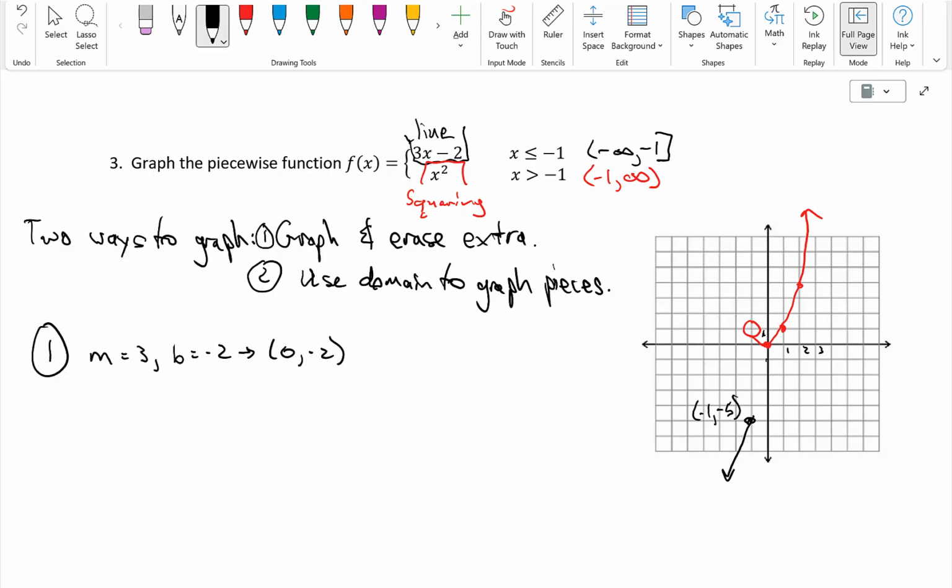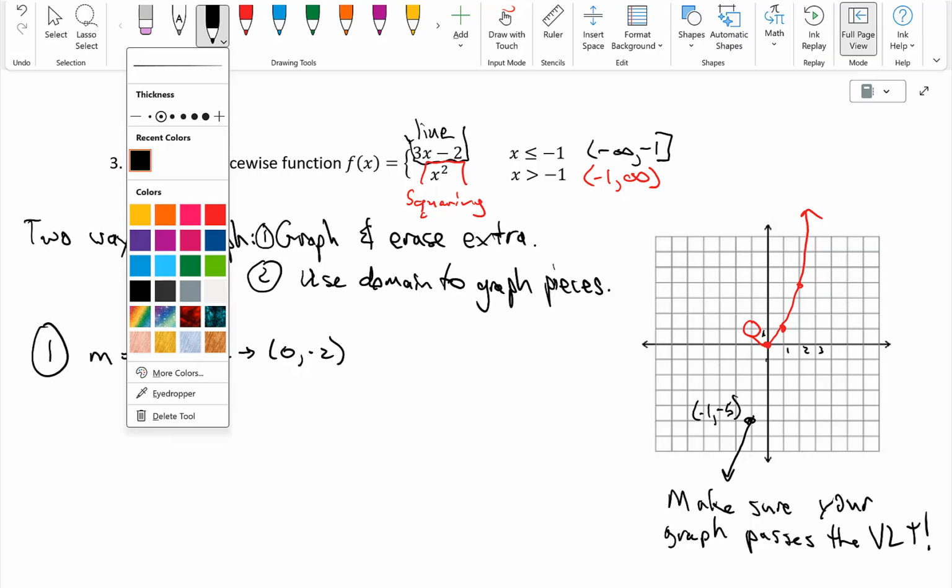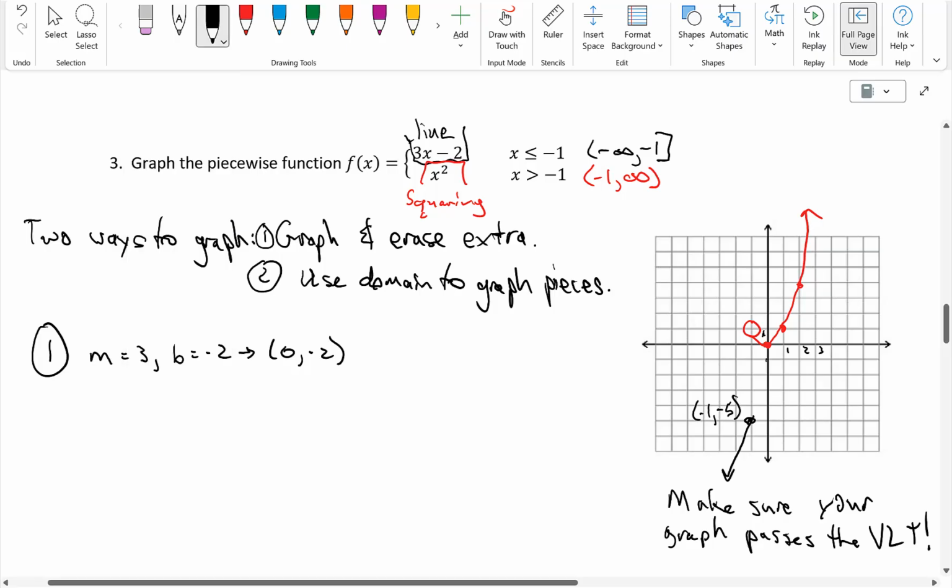So we can write down here, make sure your graph passes the VLT, right? We've got to make sure our graph still passes the vertical line test, or we have not graphed a function. That's not going to be good. The other method is relatively similar. I mean, we're not going to erase, but the picture will look the same.